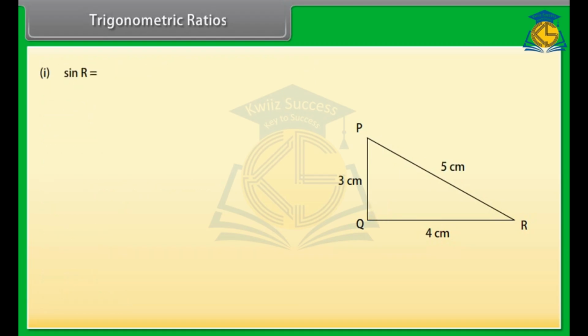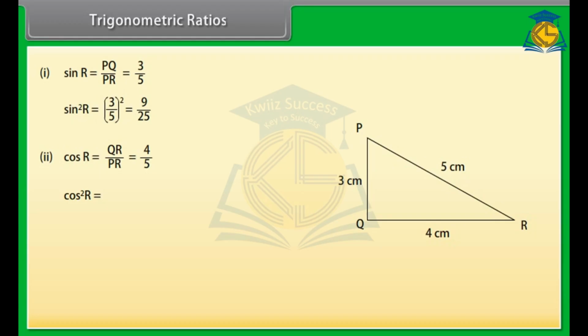Now, sin R is equal to PQ upon PR, which equals 3 upon 5. Sin square R is equal to 3 upon 5 whole square, which is 9 upon 25. Cos R is equal to QR upon PR, which equals 4 upon 5. Cos square R is equal to 4 upon 5 whole square, which is 16 upon 25. Tan R is equal to PQ upon QR, which equals 3 upon 4. Tan square R is equal to 3 upon 4 whole square, which is 9 upon 16.